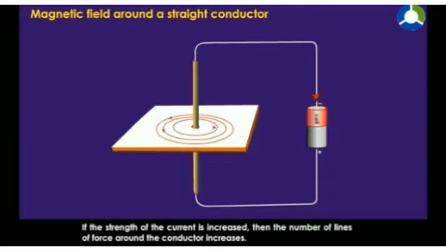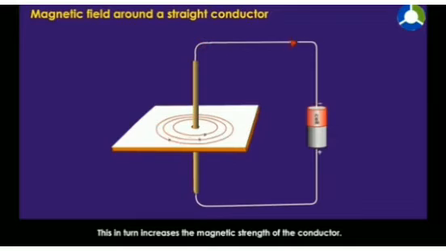If the strength of the current is increased, then the number of lines of force around the conductor increases. This in turn increases the magnetic strength of the conductor.